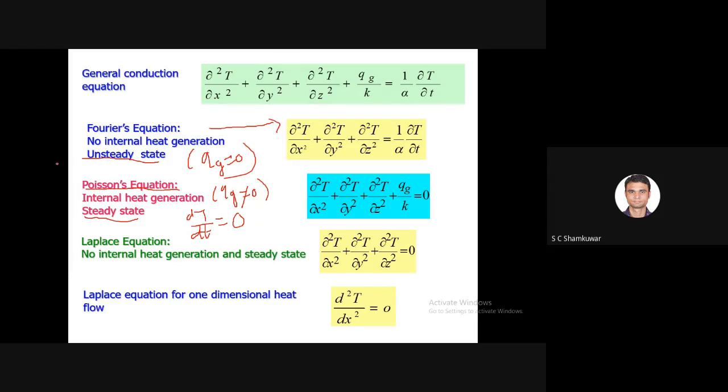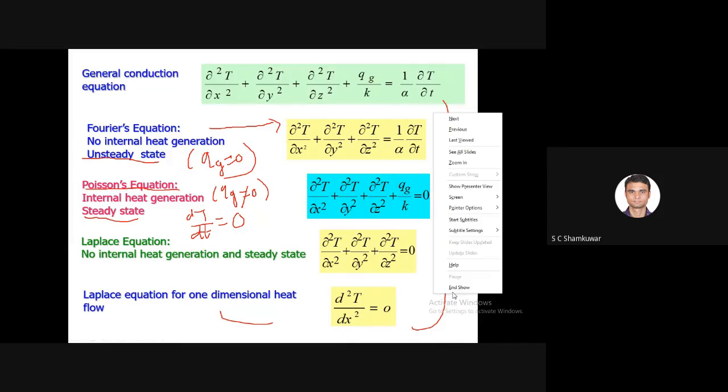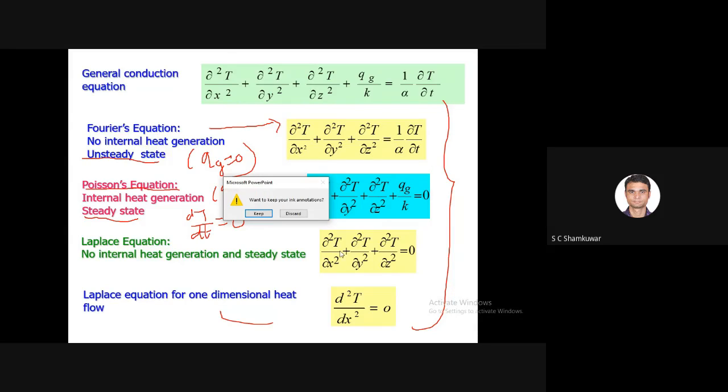And please, don't remember the derivation. That is not important, but for understanding, it is important. Now onwards, please remember these 5 equations: general heat conduction equation, Fourier equation, Poisson equation, Laplace equation, and Laplace equation for one dimensional heat flow. These are very important. Okay. Have you copied, all of you? Yes, sir.